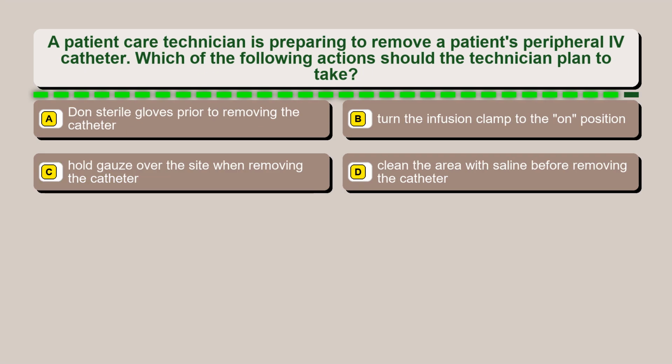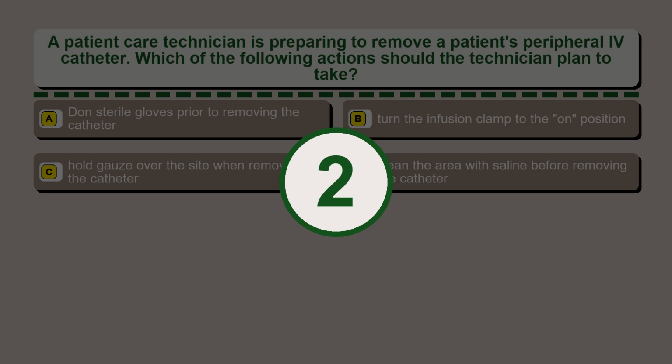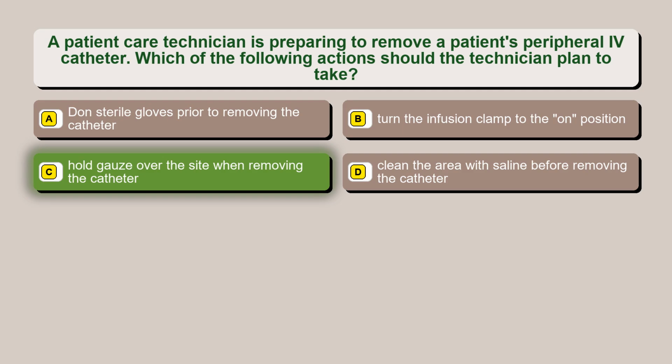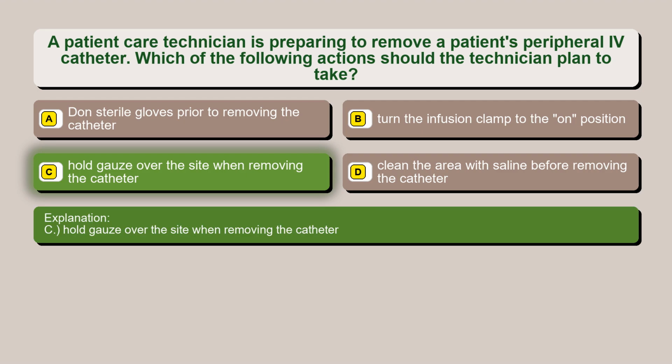Question 4. A patient care technician is preparing to remove a patient's peripheral IV catheter. Which of the following actions should the technician plan to take? Option A. Don sterile gloves prior to removing the catheter. Option B. Turn the infusion clamp to the on position. Option C. Hold gauze over the site when removing the catheter. Option D. Clean the area with saline before removing the catheter. The correct answer is option C. Hold gauze over the site when removing the catheter.